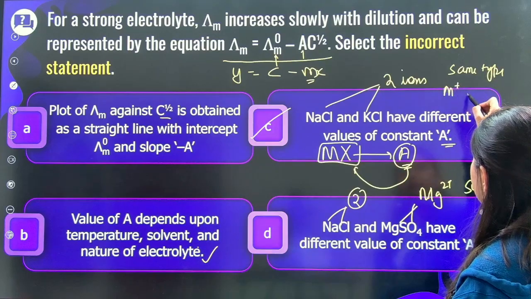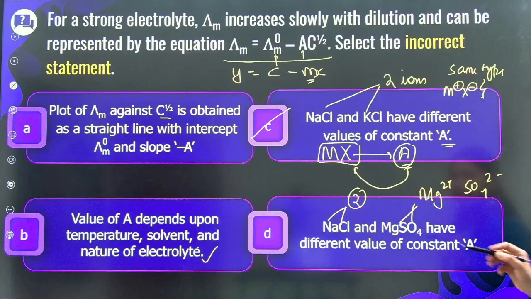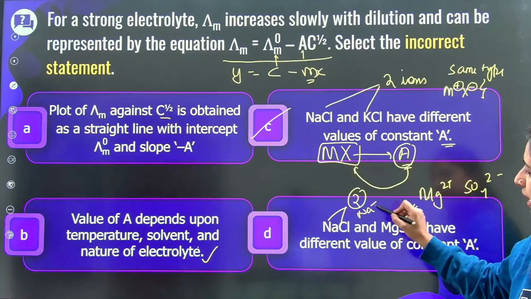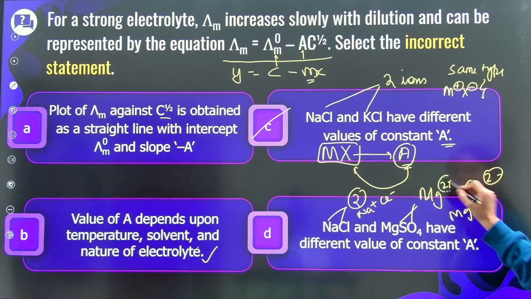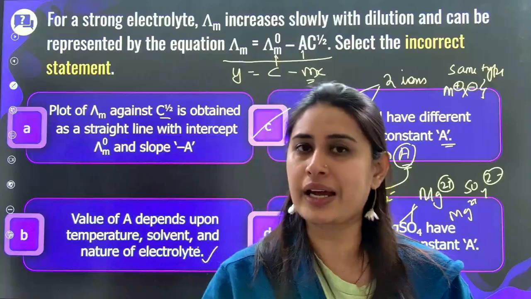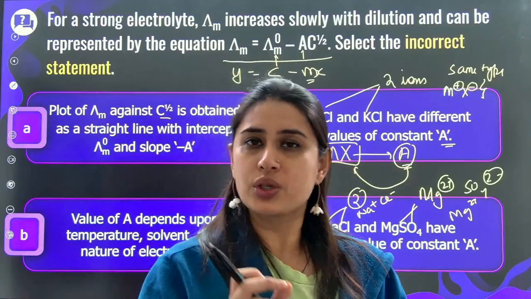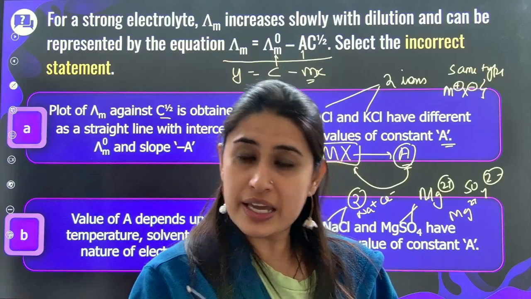So M plus and X minus, the charges are plus and a minus. This is what we call the same type. And here this is Na plus and Cl minus, and here Mg2 plus and SO4 2 minus. So the charges are different. This is not called the same type of salts. So this is a myth buster that I chose this question for. So the NCERT statement clearly says the same type of salt.